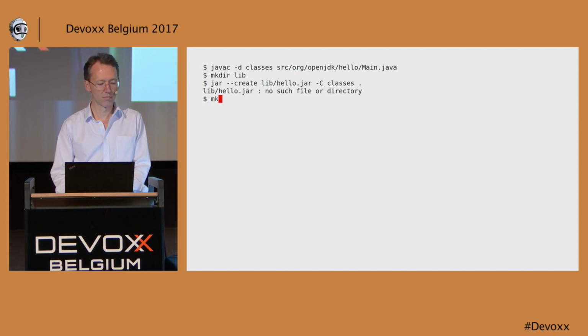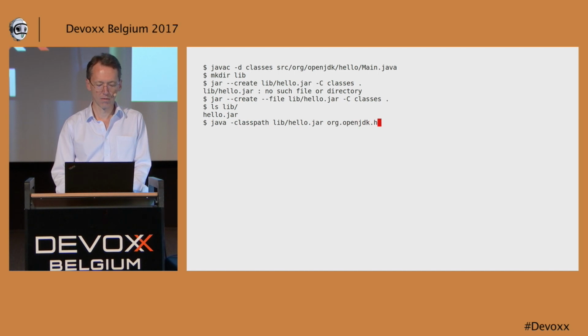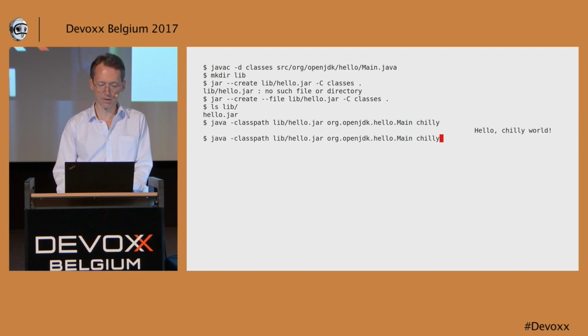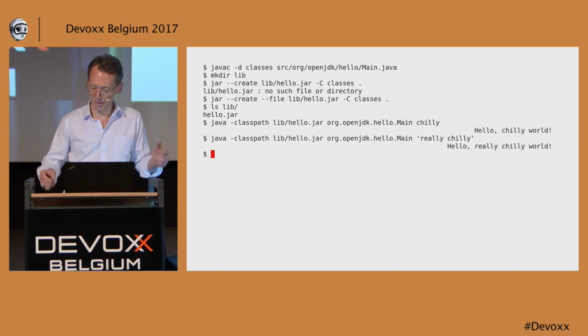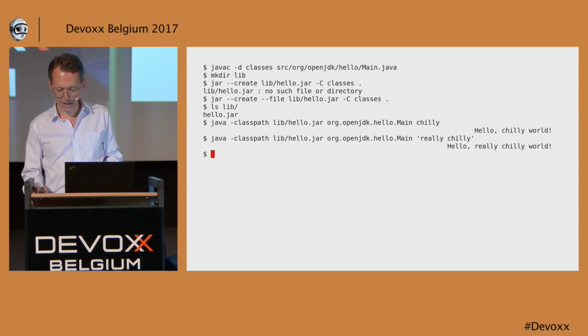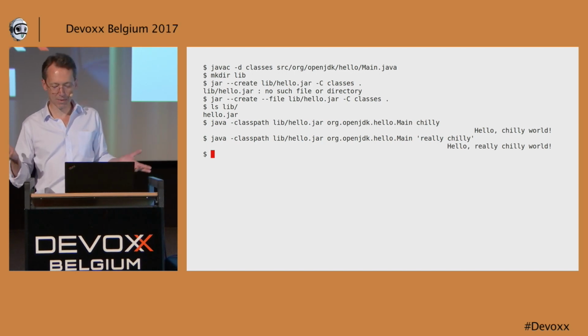Whoop. Like I said, I would make mistakes. Let's see, Chili World, it's chilly in here. Hello, Chili World. Okay, isn't that sophisticated? I got a Ph.D. and I'm doing this, whatever. Okay, so we made a jar file, we ran it on the class path, all the obvious stuff.